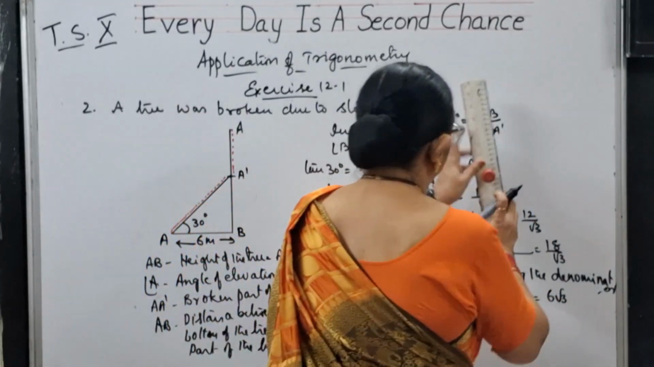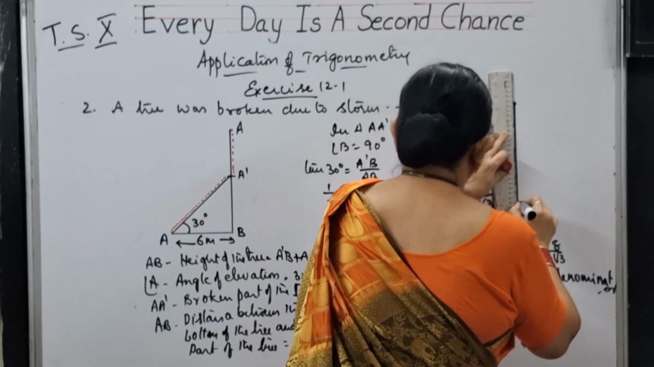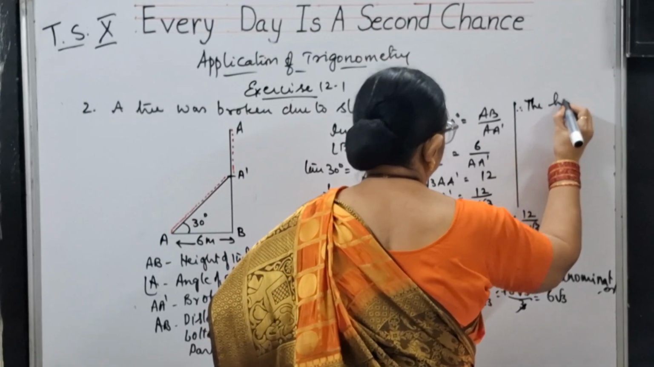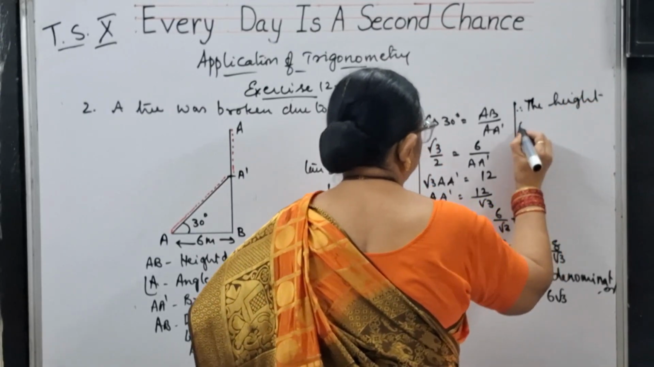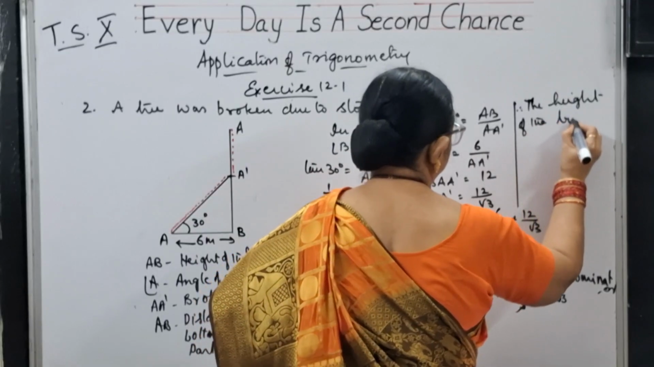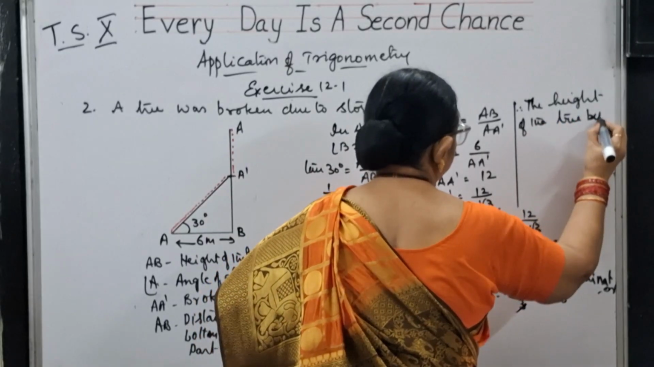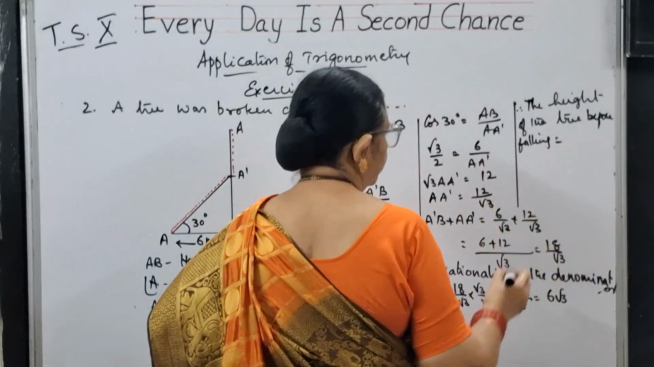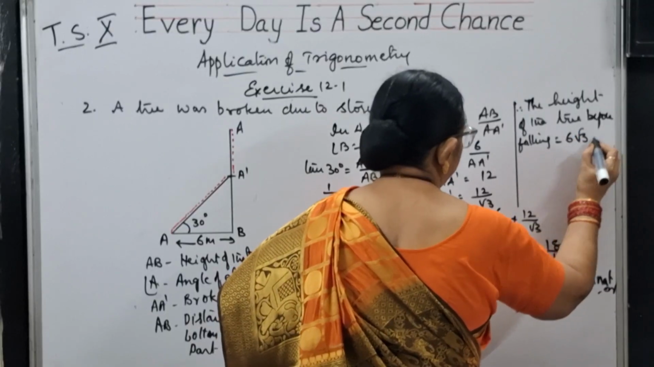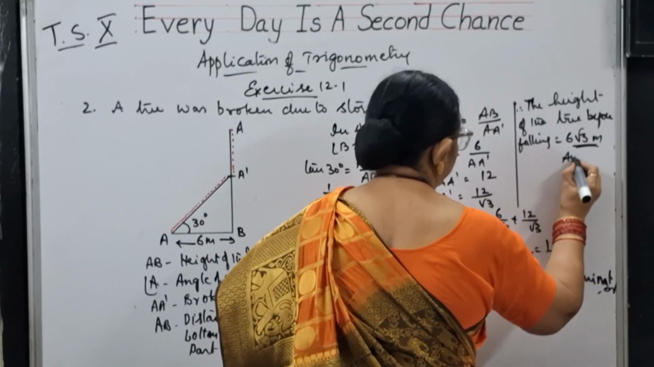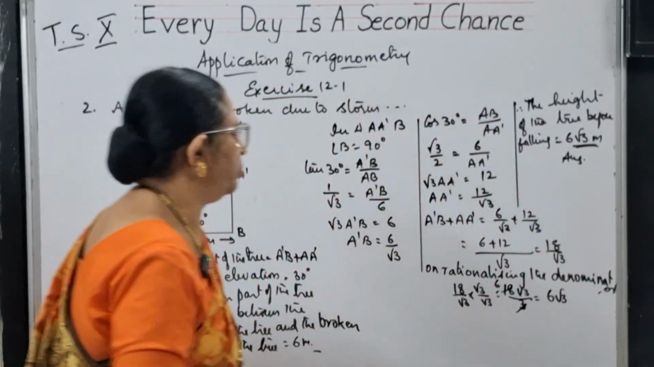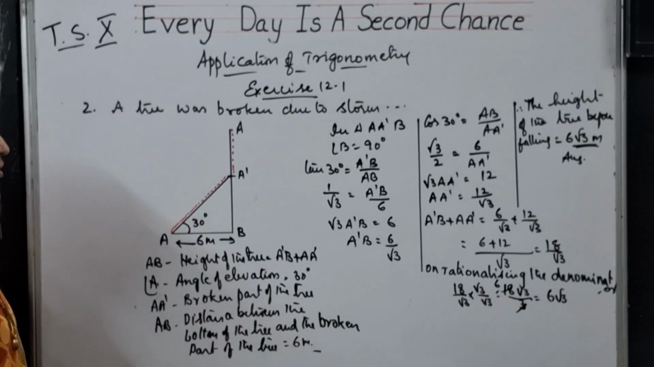So the answer, that is height of the tree. Therefore the height of the tree before falling is equal to how much? 6 root 3 meters. This is the answer, children. And this problem is very important problem, children. Please note it down. It's a very important problem.